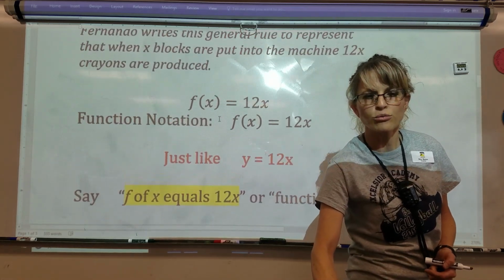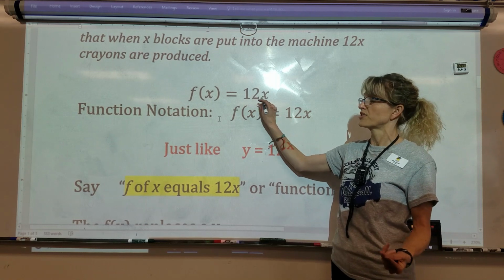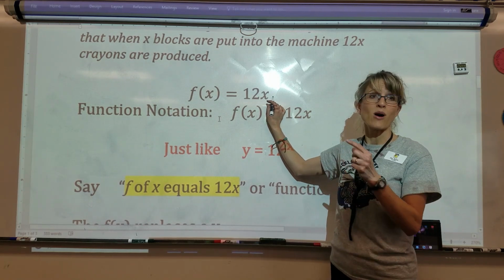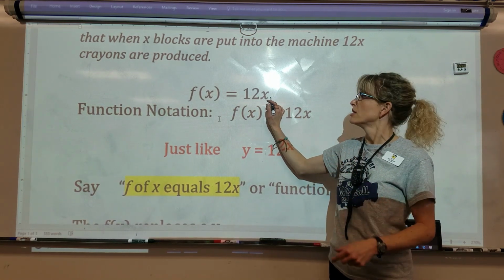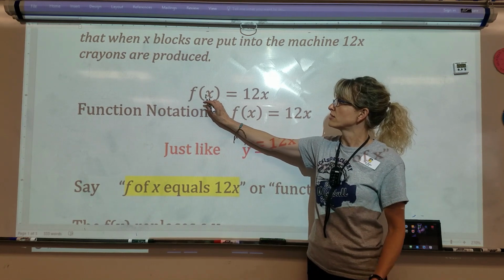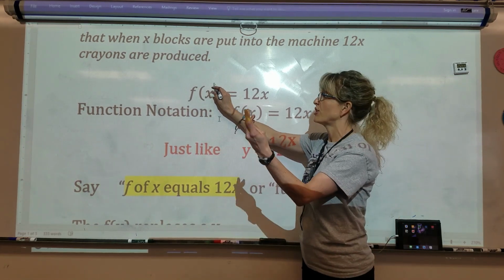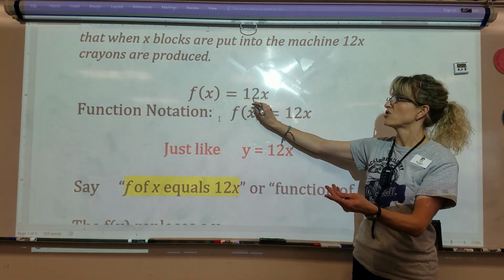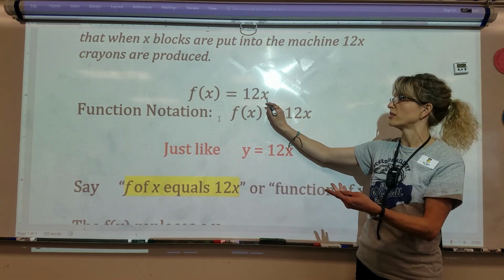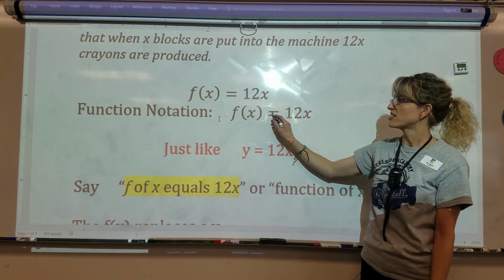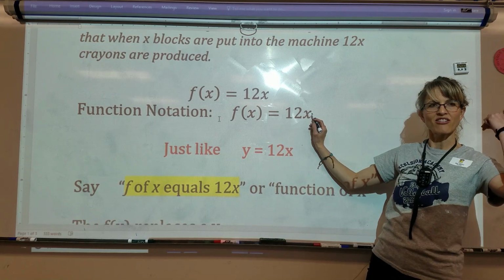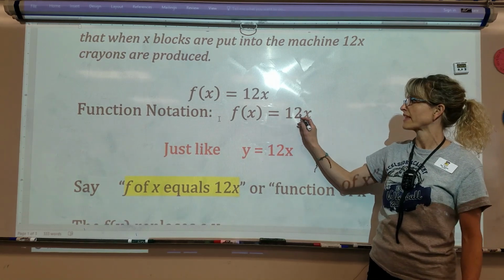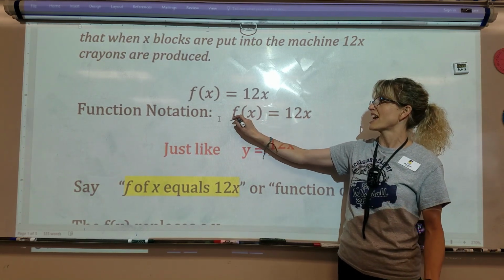So his general rule, he figures out, is 12 times the number of blocks of wax he puts in the machine. He says, so my function, however many blocks I put in, my output is 12 times my input. So we say f of x equals 12x. How do I say it? Get ready? F of x equals 12x. Very good.